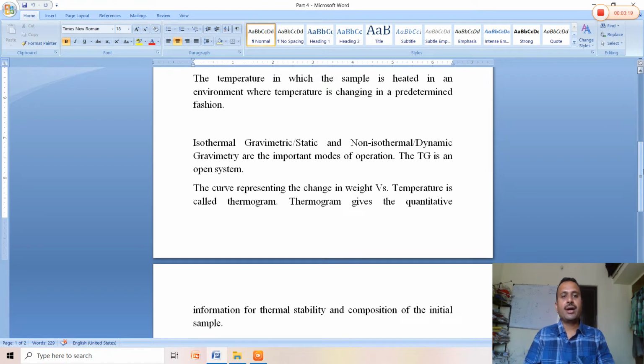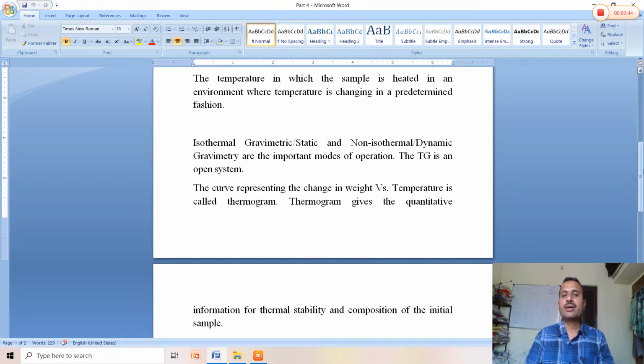Here, isothermal gravimetric or static gravimetric, and non-isothermal or dynamic gravimetric, are the important modes of operation. TG, that is thermogravimetry, is an open system. The curve representing the change in weight versus temperature is called a thermogram. So here is the basic definition of a thermogram.